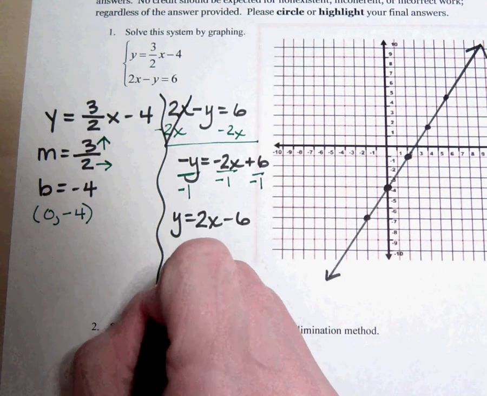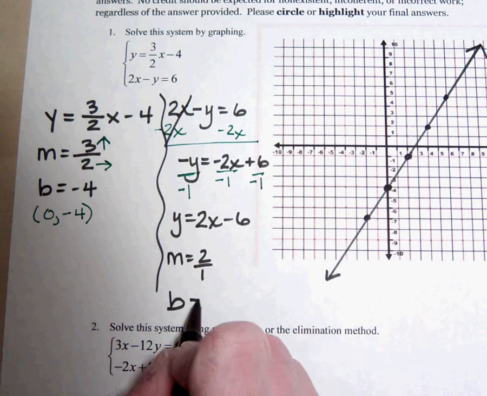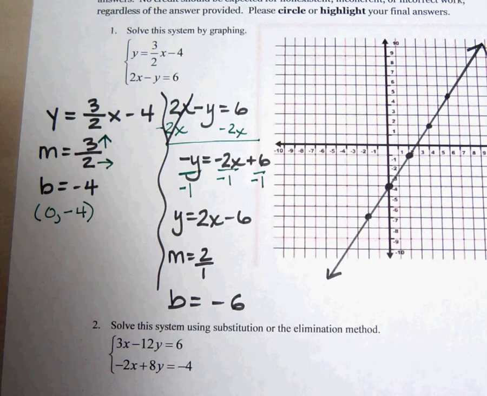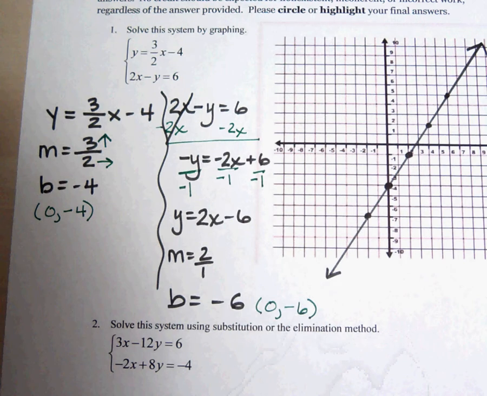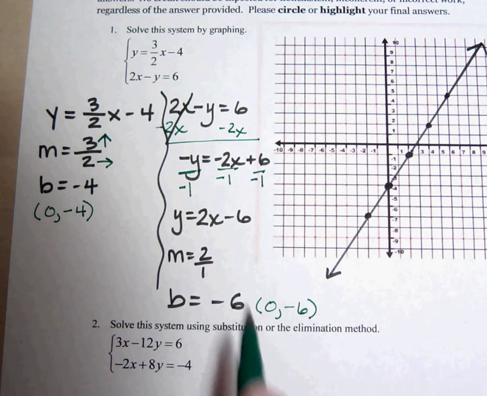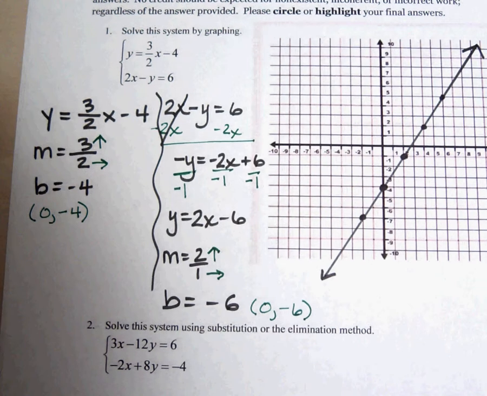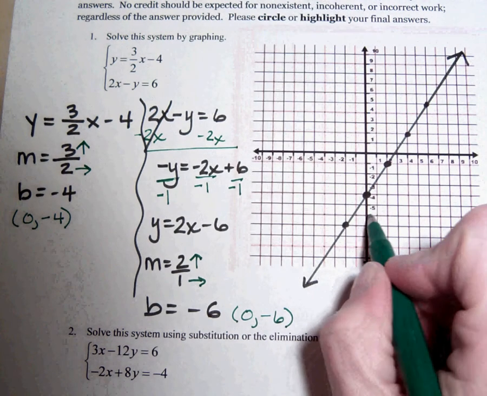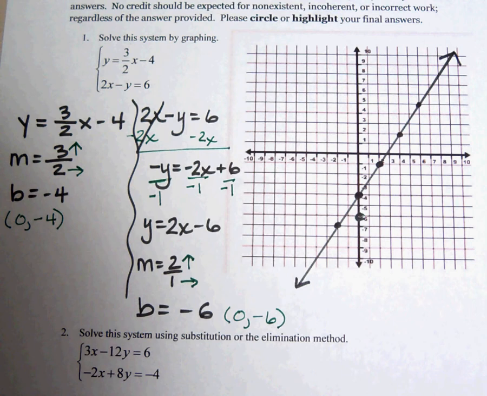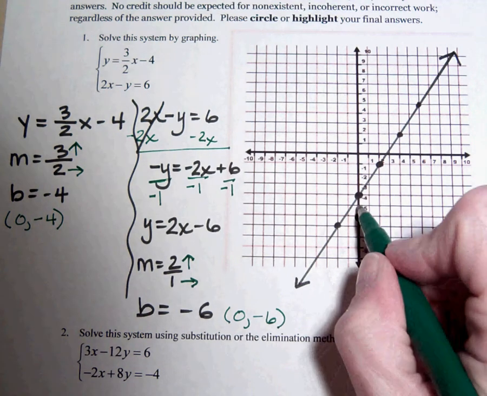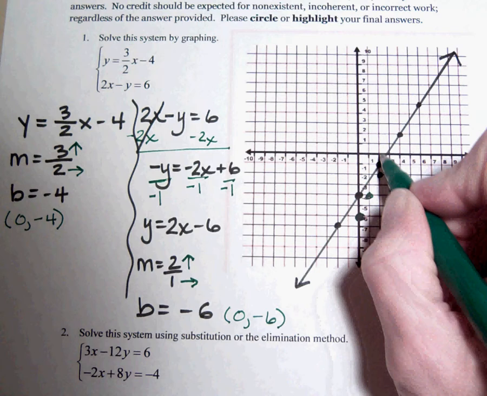So here our slope is 2 over 1, and our b value is -6. So again, that means we're going to start at the point 0, -6, and from there we are going to go up 2 units and 1 unit to the right. So starting at 0, -6, there we are. And now I'm going to go up 2 units and 1 to the right. Up 2 over 1, up 2 over 1.